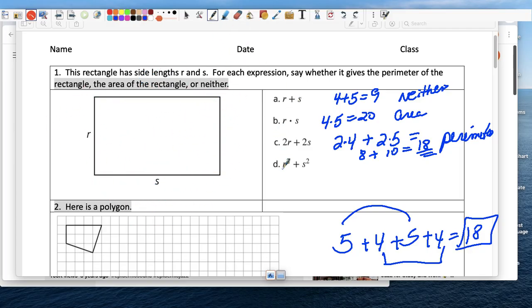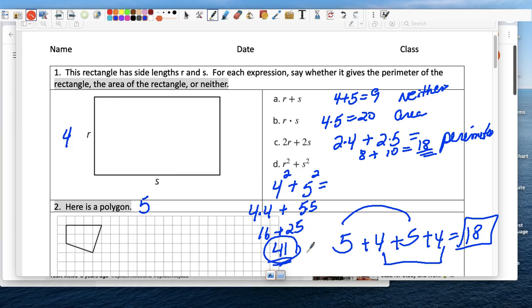Next one. What if you took r, which we said was 4, and you took s, which we said was 5, and raised each to the second power? So let's replace r with 4, raise it to the second power, and take s, which is 5, and raise it to the second power. Do you think we're going to get the perimeter? Well, 4 to the second power is actually 4 times 4, plus 5 to the second power, which is 5 times 5. 4 times 4 is 16. 5 times 5 is 25. And if you combine those, you get 41.